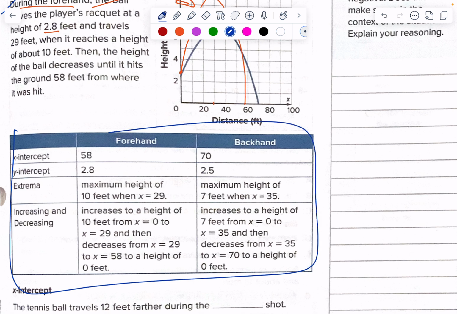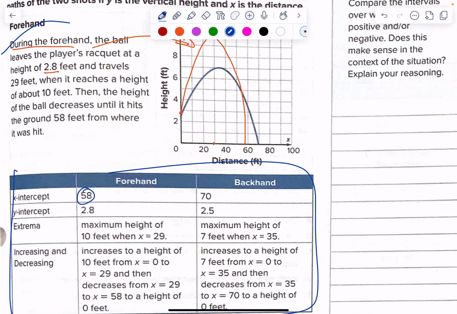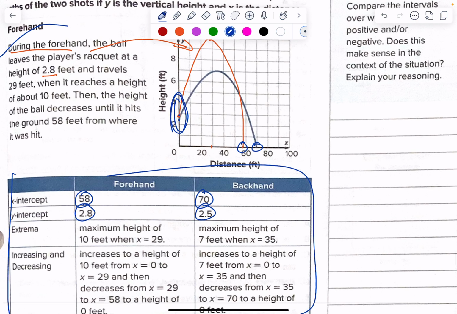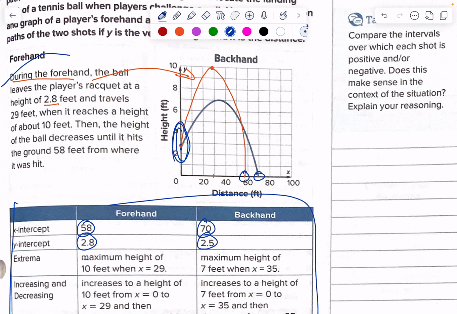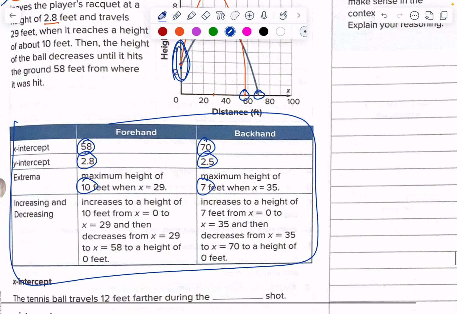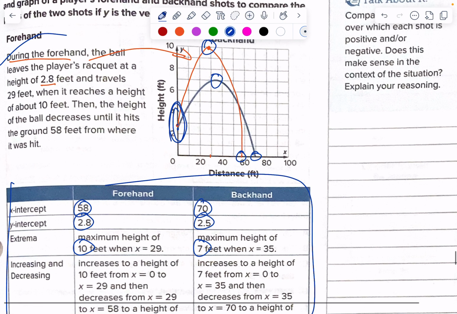So the distance for the forehand was 58. The other one was 70. 58 versus 70. For the y-intercept, this one is 2.8 versus 2.5. That's about the same spot. The extrema, the height for a forehand was 10 versus 7 feet for backhand. So it doesn't go as high for the backhand one. It's increasing and then it's decreasing and all of that.